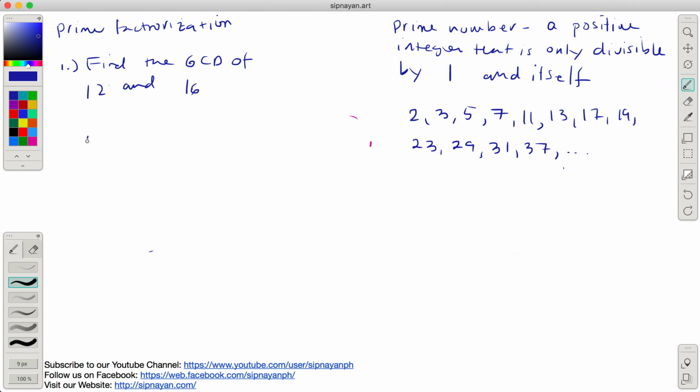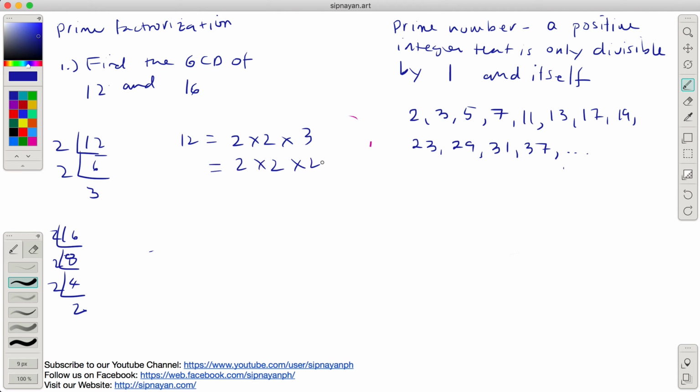So, 12, pwede nating i-divide by 2. That's 6, divided by 2, that's 3. So, 12 is equal to 2 times 3. What about 16? So, 2, this is 8, this is 4, this is 2. So this is 2 times 2 times 2 times 2. This is 16. So anong common? So 2 times 2 is the common. So meaning GCF is equal to 2 times 2, which is equal to 4.